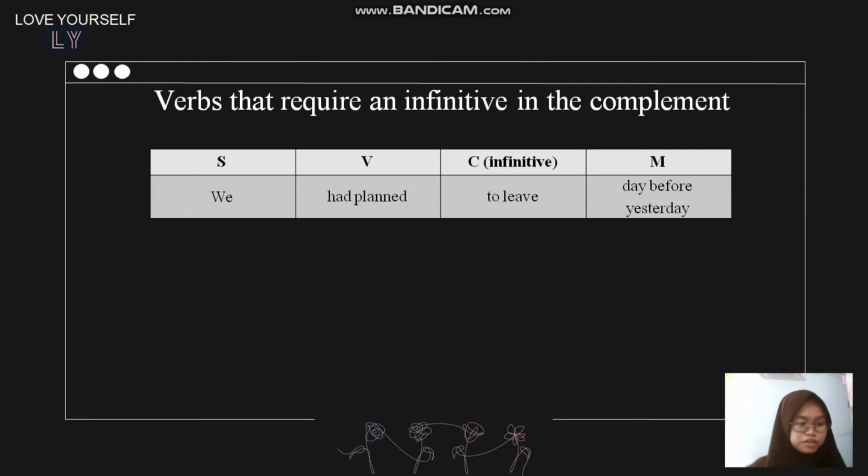And avoid using an ing form after the verbs in the list, and avoid using a bare verb after them. It becomes an incorrect sentence if we add ing to the sentence. Like, we had planned leaving the day before yesterday. It is an incorrect sentence. The correct one is we had planned to leave the day before yesterday.